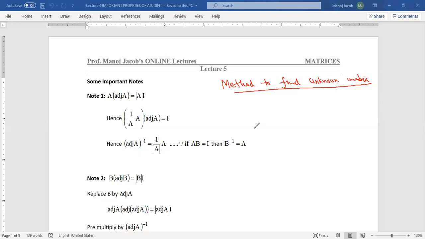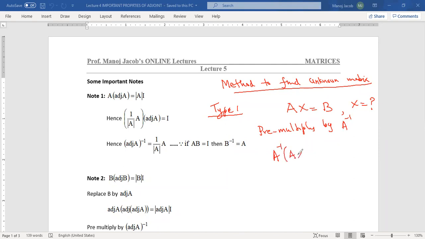Method to find the unknown matrix. Type 1: AX equal to B. The unknown matrix is X. You want to find what X is. What you must do? I must remove that A from there. So what do you do? Pre-multiply by A inverse. So what will happen? A inverse AX equal to A inverse B.